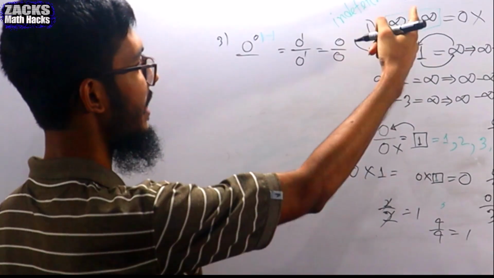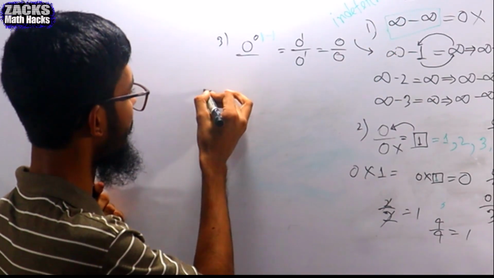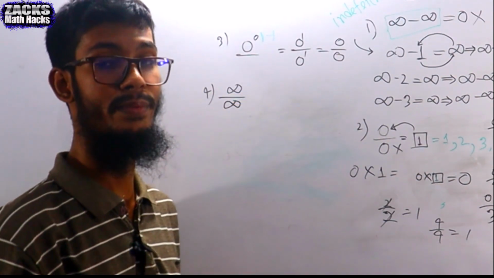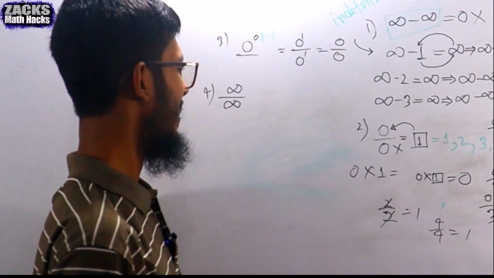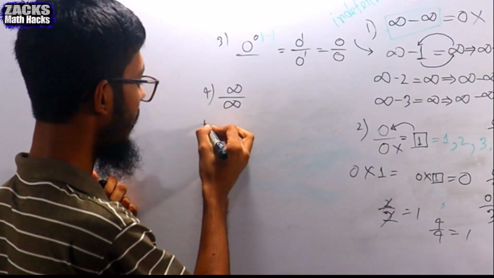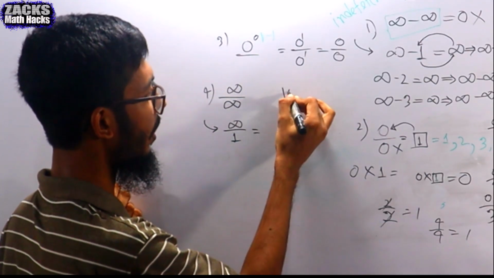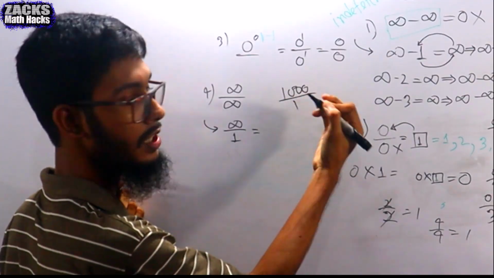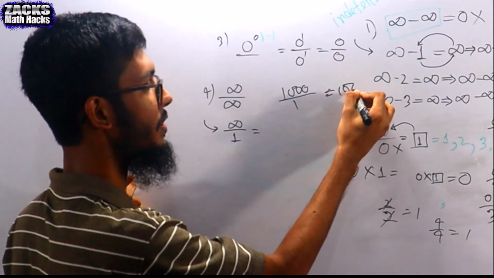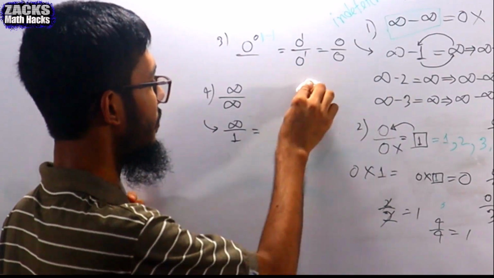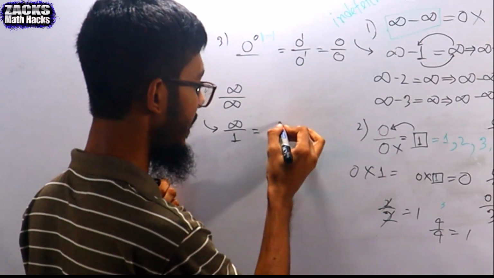Like infinity minus infinity. Now let me explain another expression, like infinity by infinity. What is the result of infinity by infinity? Just consider this logic. If I asked you infinity by 1 equals to what? Like 1000 by 1, what is the result? Certainly 1000, no? So infinity by 1 equals to what? Infinity. Certainly you will reply infinity.